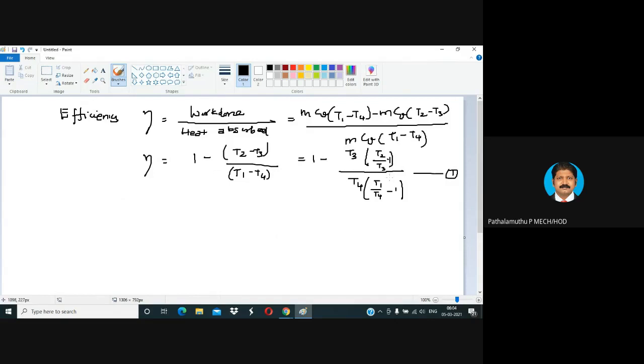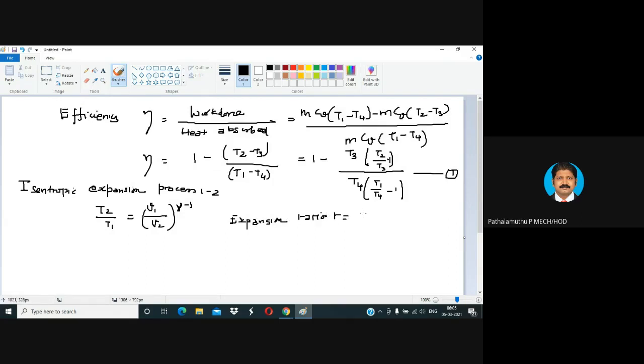We know isentropic expansion process 1 to 2: T2 by T1 equal to V1 by V2 power gamma minus 1. From that, the expansion ratio, we know R equal to V2 by V1. Therefore, this equation comes 1 by R power gamma minus 1. Take this as equation 2.